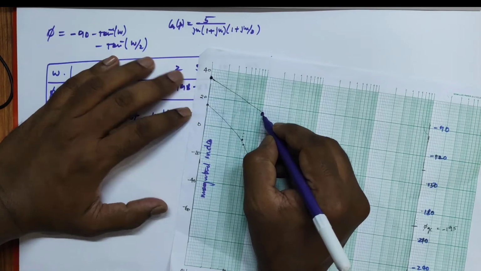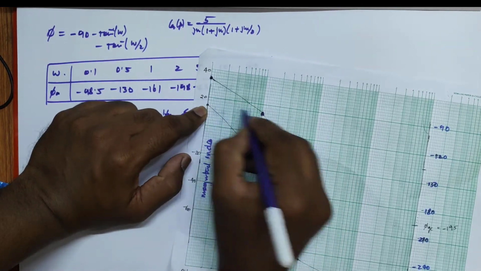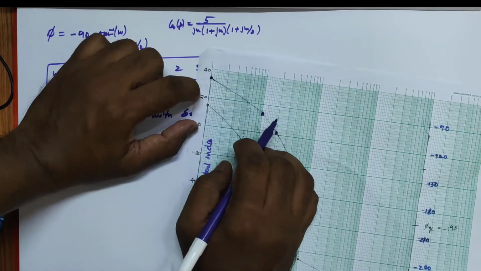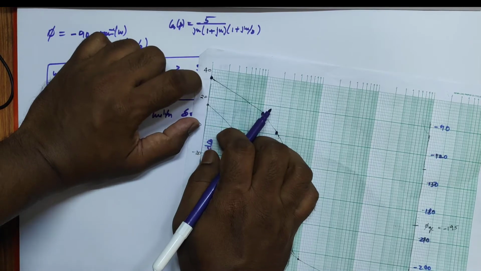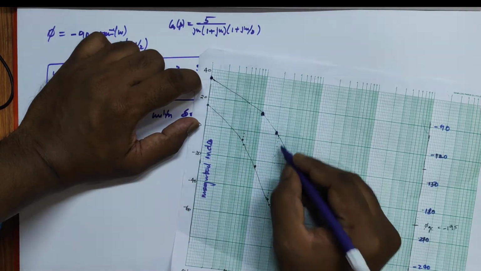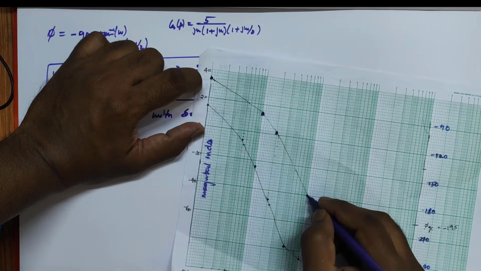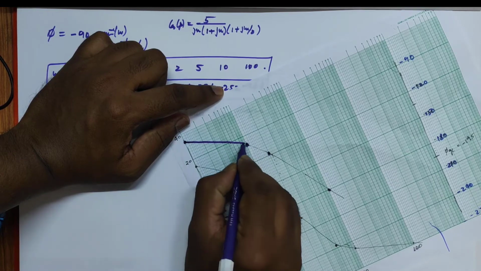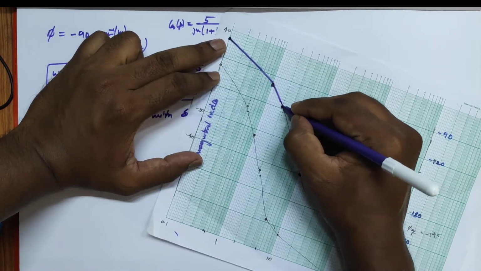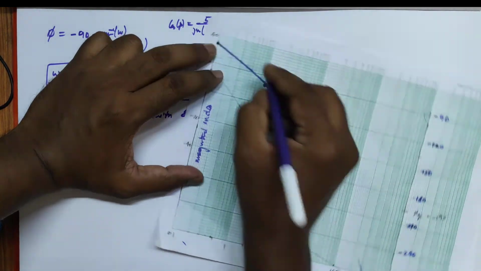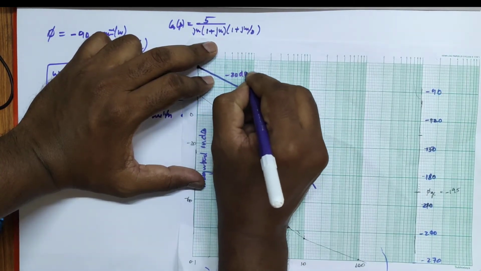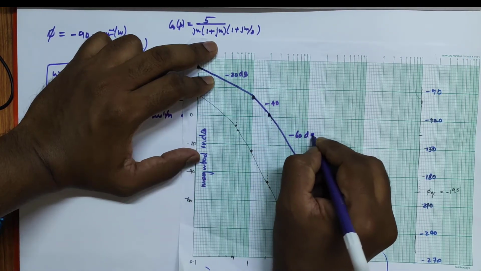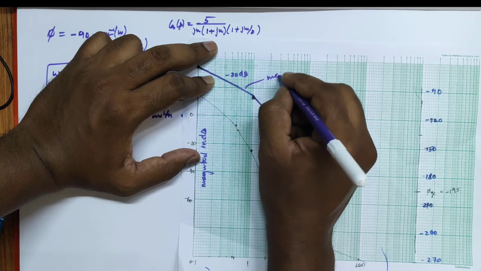At the corner frequency 1 I got 14 dB, so I plotted that. Here the unit value is 20, so each division has 2 units. At corner frequency 2 I got 2 dB. At 10 I got -40. So this is the magnitude plot I obtained. This is -20 dB per decade, then -40 from here to here, and finally -60 dB per decade.